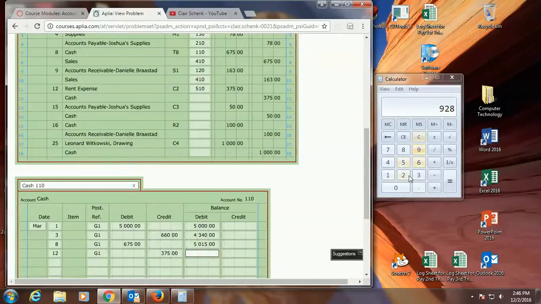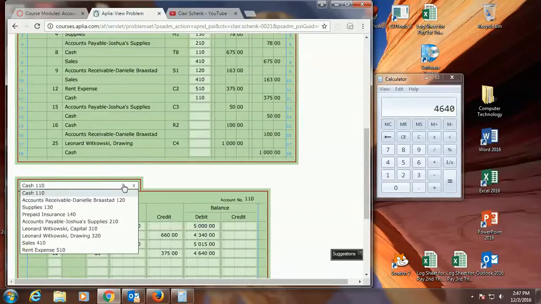So I go to my calculator, take 5,015 minus the $375, gives me a new balance of $4,640 in my ledger account. And that's my ledger's done, so I'm going to go and put 110 in the post reference of my general journal.